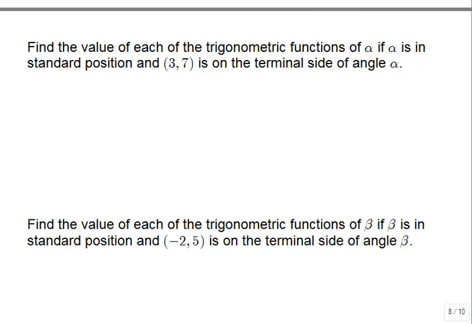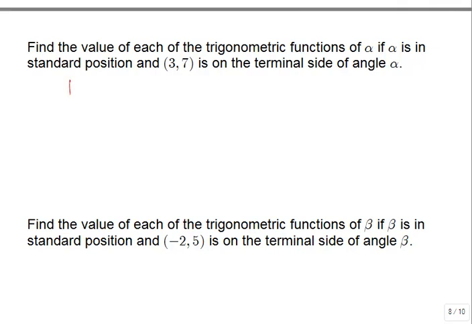So what we're going to take a look at in this next example is finding the value of each of the trigonometric functions of alpha if alpha is in standard position and (3, 7) is on the terminal side of angle alpha. So what does all of that mean?